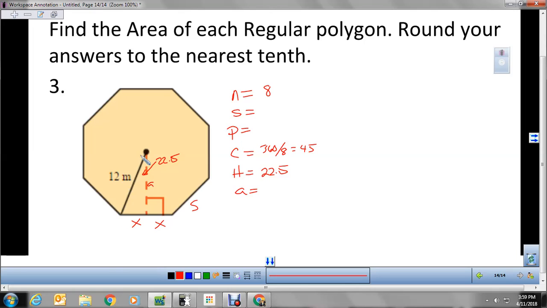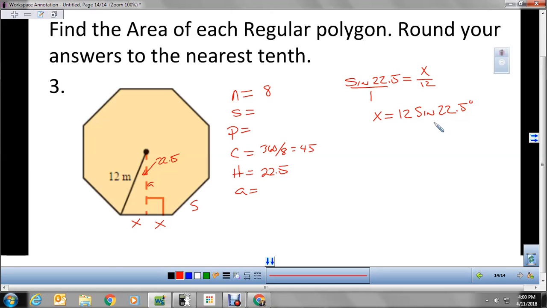So since we have the hypotenuse, which is our radius, we're going to use our sine and cosine functions. The first thing we're going to do is find our x, which is our opposite over hypotenuse, which means it's our sine function. So sine of 22.5 equals x over 12. So that means x equals 12 sine 22.5.